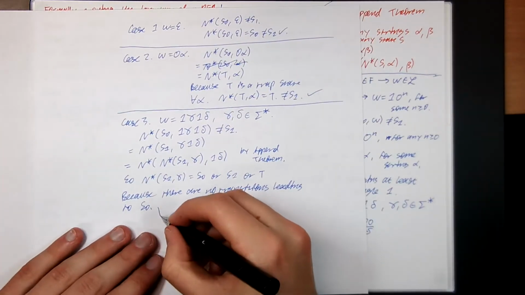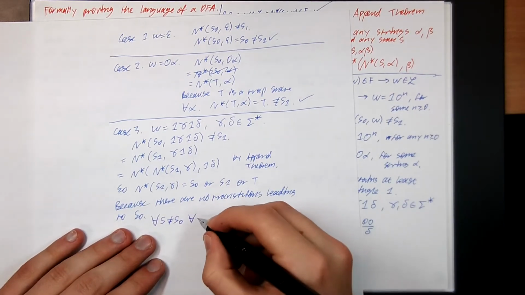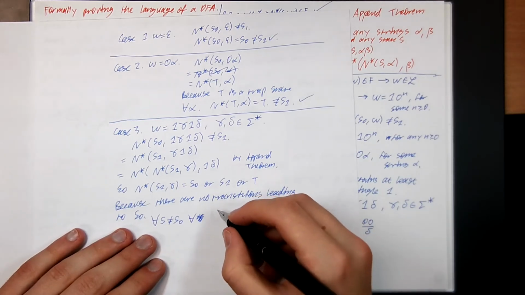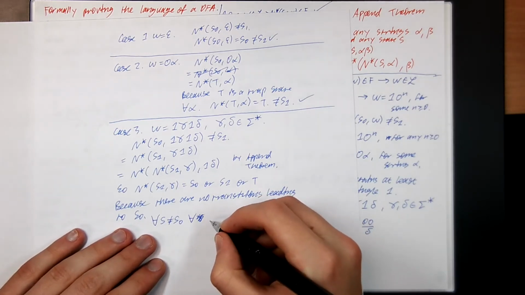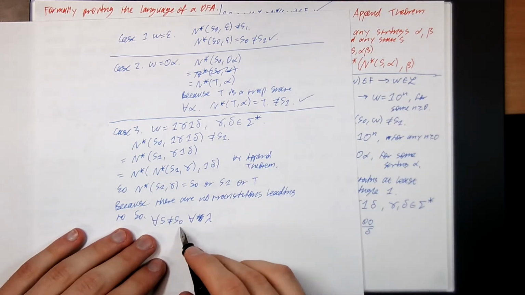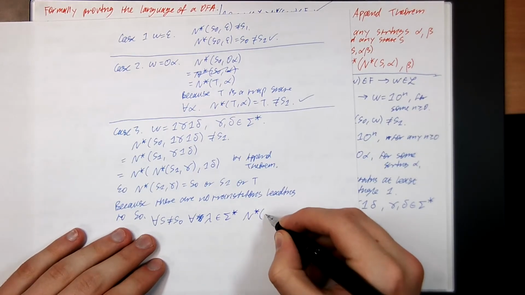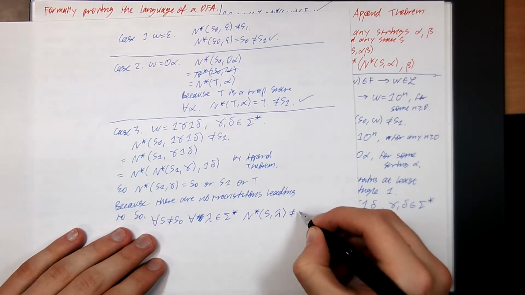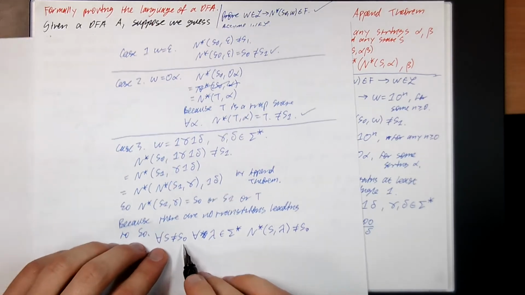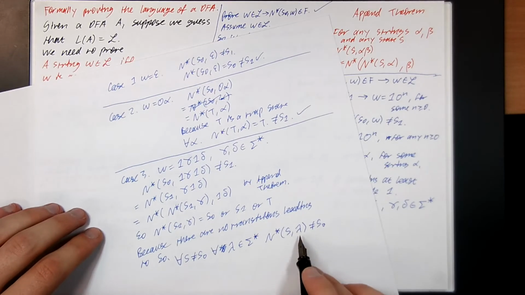So we can declare for all states S not equal to S0, and for all strings, what letter haven't I used yet? Nu. Nu's a dumb letter. Alpha, beta, gamma, delta, epsilon, eta, zeta, iota, kappa, lambda. Lambda's nice, we'll use lambda. For all states not equal to S0, and for all strings lambda, n star of S lambda is not equal to S0. So for any state that's not S0, namely one of these two, and for any string that I read, I'm not going to be able to get back to S0.